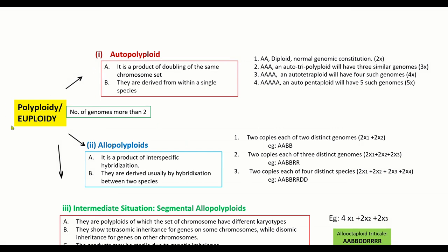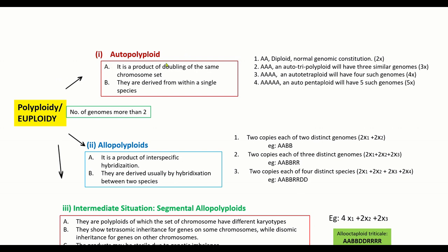And coming to polyploidy, the different types of polyploidy, or you can say euploidy. The first type is autopolyploid, the second type is allopolyploid, and the third type, which is intermediate between the two, is called segmental allopolyploid. Let's see one by one.